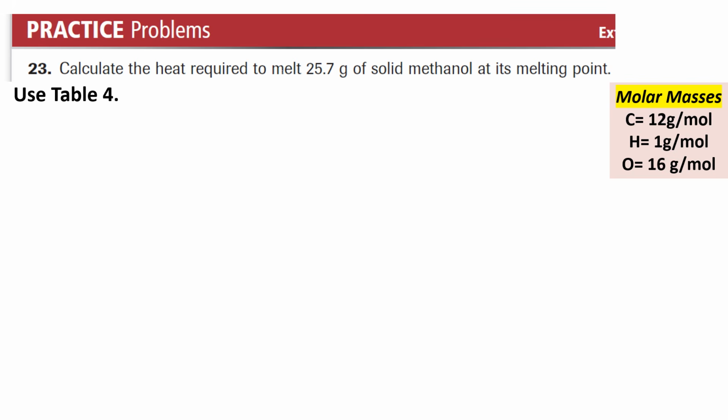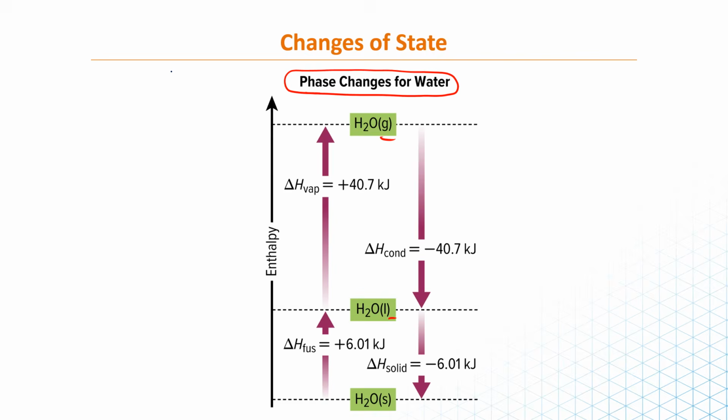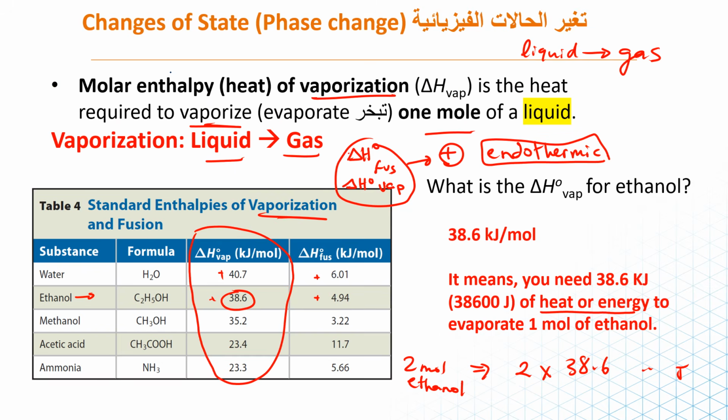Calculate the heat required to melt 25.7 gram of solid methanol at its melting point. Use table 4. Okay. Go back to table 4. This is table 4. Okay. Methanol and melt down. They said melt down يعني الذوبان. So we'll be talking about delta H fusion. So it's 3.22 kilojoule. Okay.